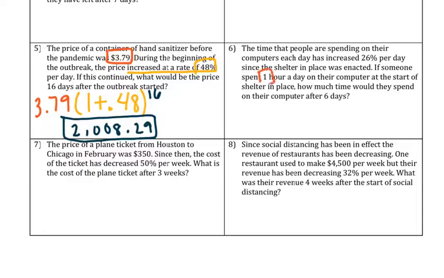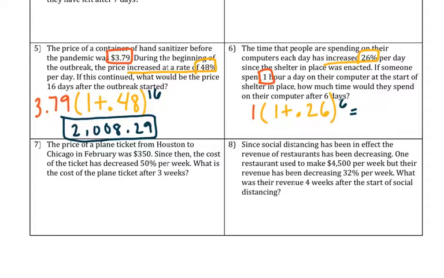So I have an initial value. We were spending 1 hour a day on the computer. But now we are increasing 26%. We're spending a heck of a lot more time on the computer now, increasing. So 1 plus 26% is written as 0.26. How much time are we spending on the computer after 6 days? You can plug that in and see what you get.